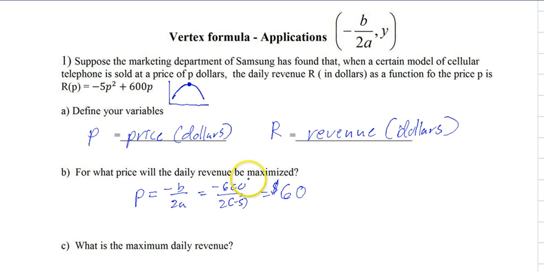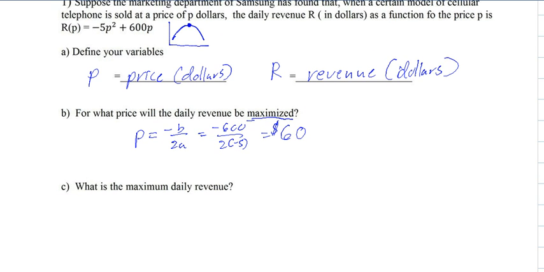So if you see the word maximized, use the Vertex formula with a quadratic. It'll give you your x coordinate. And so that's your P. That's the value of P that will maximize it. Now what's the maximum daily revenue? Well, now we need the y coordinate. We need the R at that value.